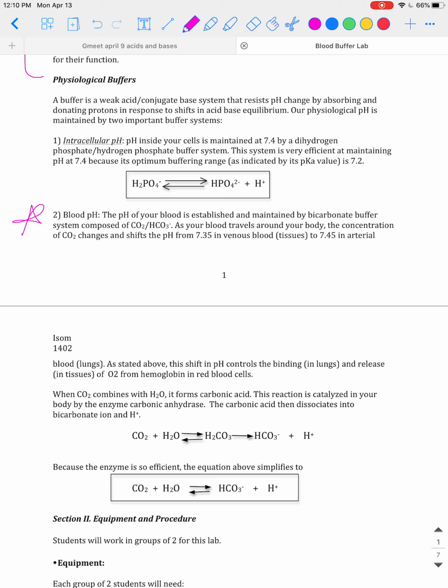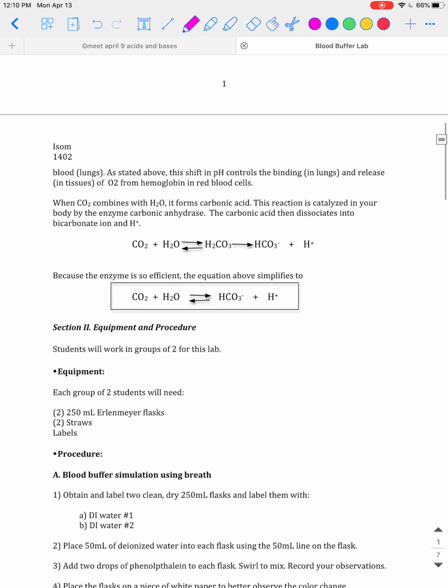However, here is where I want to pick up, okay? Blood pH. We know that the blood buffer system does a good job at keeping our blood between these numbers, 7.35, 7.45. And here's how it does it. We have CO2 and water in our blood, and when CO2 combines with water, it forms carbonic acid. Here is carbonic acid right there. And this reaction is catalyzed by an enzyme. But carbonic acid is an acid, so it dissociates into bicarb, the conjugate base, and here is the acidic hydrogen.